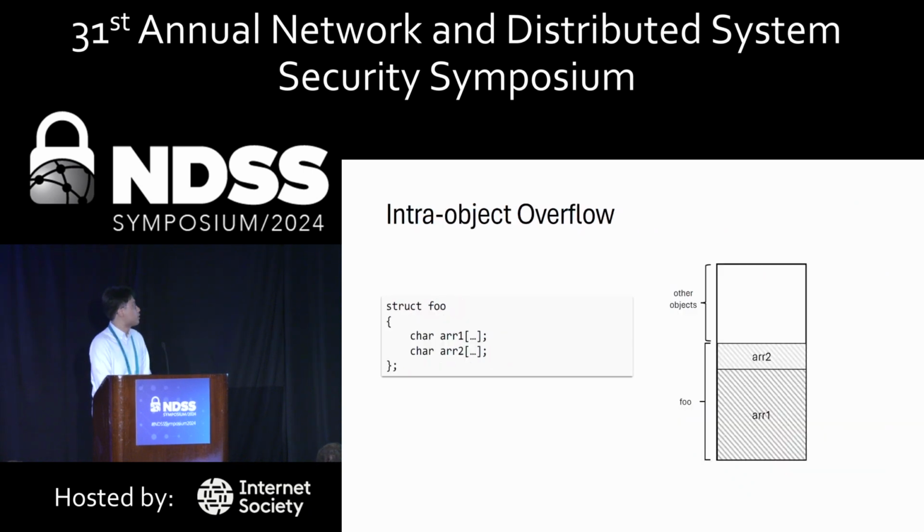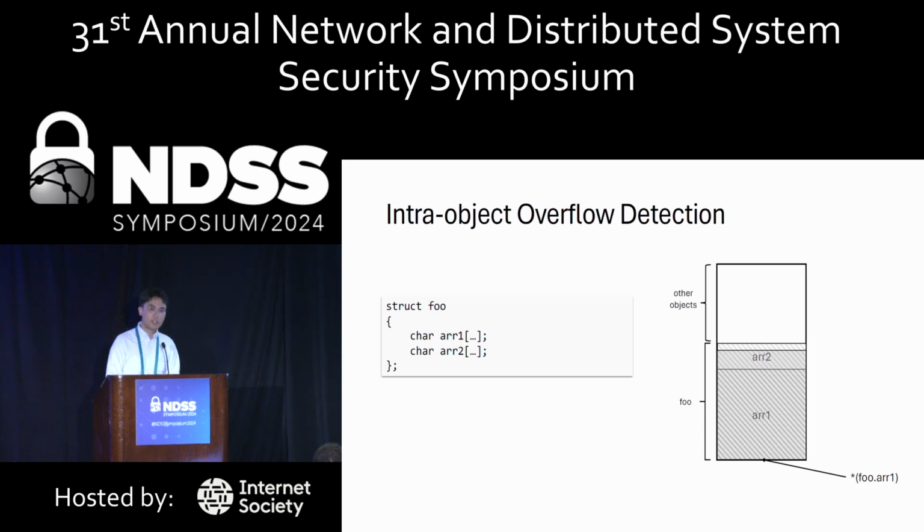In addition to the object granularity sanitization, IPEA-San realizes fine-grained sanitization by detecting the intra-object overflow. The intra-object overflow means that if an object contains a sub-object inside, a buffer overrun of its sub-object can corrupt its neighbor field. This kind of overflow cannot be detected by the red zone-based sanitizer like ASAN. So the IPEA-San deals with this challenge by introducing tag overlay.